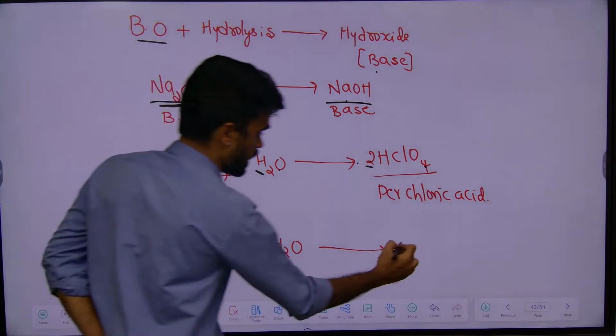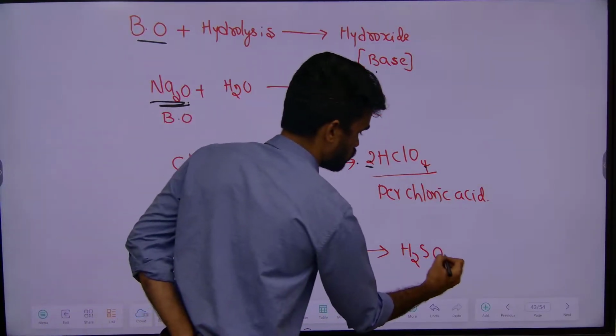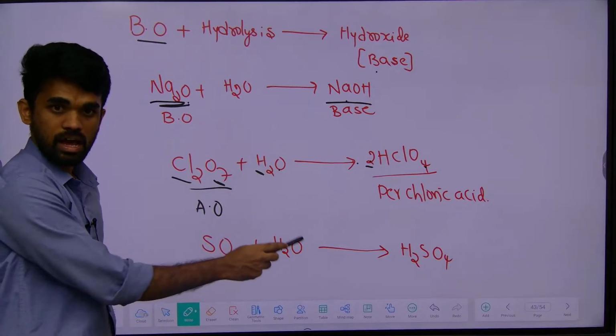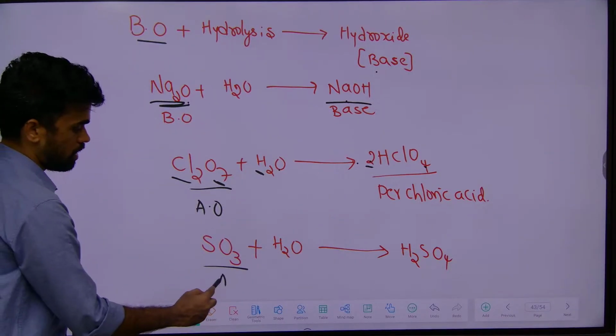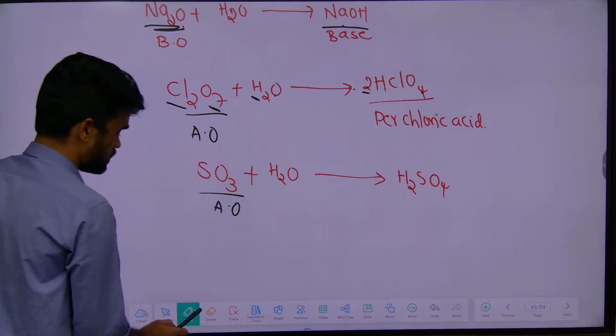2 hydrogens as it is, sulfur, 3 oxygens, 1 oxygen. So total H2SO4. This is sulfuric acid now. Acid only. If that is acid, this one is also an acidic oxide. Did you understand or not? Next, you do it for CO2 once.